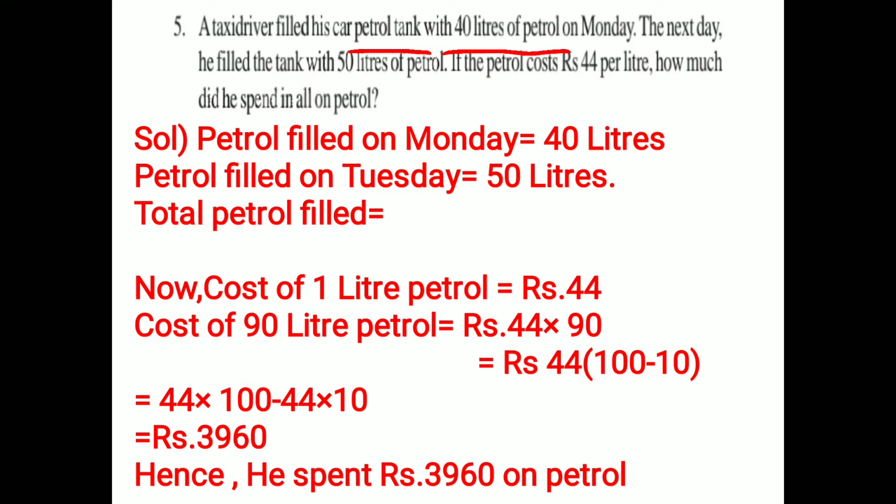The next day, after Monday, what comes? Tuesday. On Tuesday what did he do? He filled the tank again with 50 liters of petrol. So petrol filled on Tuesday is 50 liters. Then total petrol filled, how much? In this case you have to add it. 40 plus 50, what comes? 90 liters. Clear? Now we will see the other question.